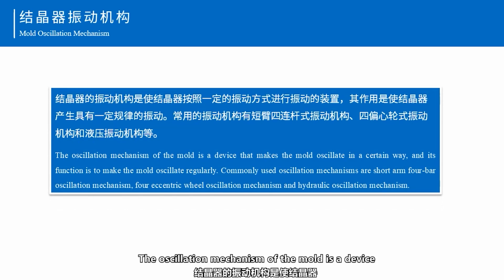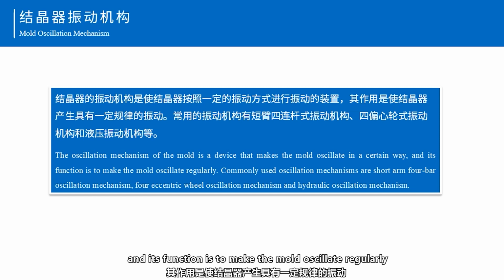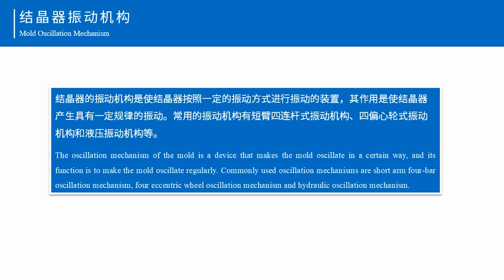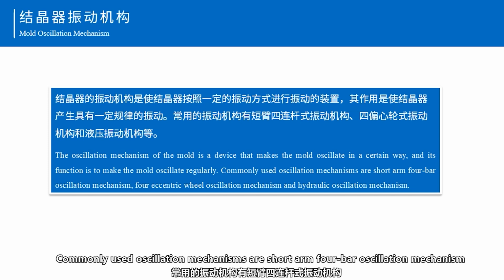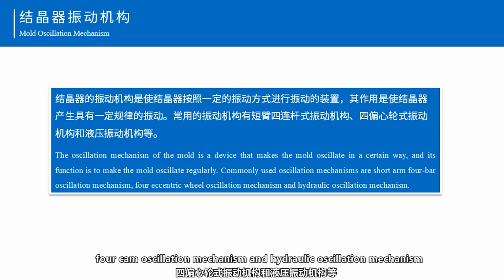Next is the mold isolation mechanism. The isolation mechanism of the mold is a device that makes the mold isolate in a certain way, and its function is to make the mold isolate regularly. Commonly used isolation mechanisms are the short-arm 4-bar isolation mechanism, the 4-cam isolation mechanism, and the hydraulic isolation mechanism.